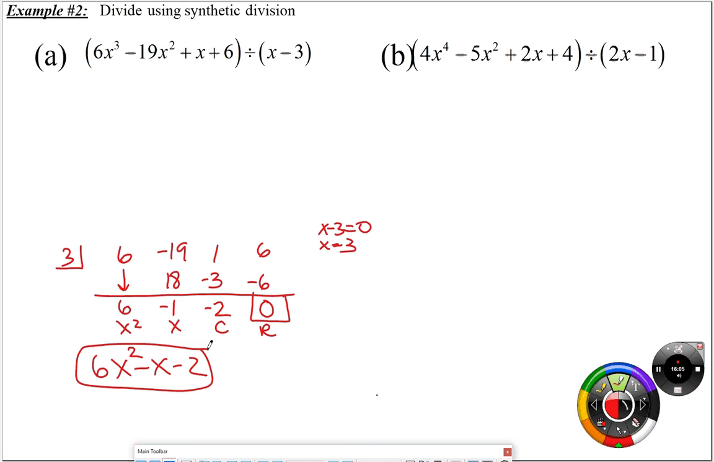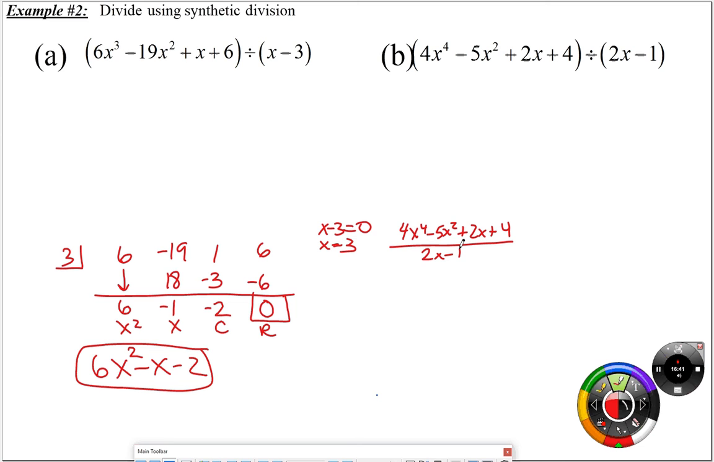I think you could. Okay, so the next one is a little bit different for 2 reasons. The polynomial we're dividing is missing an x to the third power, and we're dividing by something that has a coefficient. That changes it a little bit, okay? However, 4x to the fourth minus 5x squared plus 2x plus 4 is being divided by 2x minus 1. Now, this process doesn't work with this coefficient here, okay?